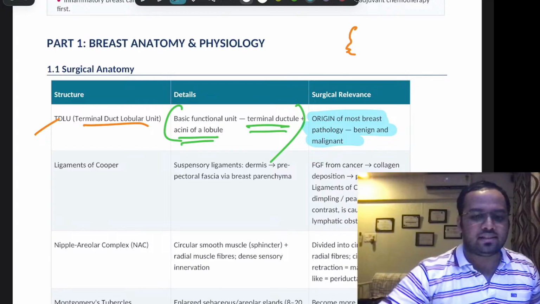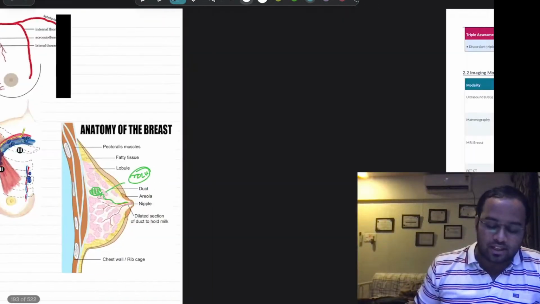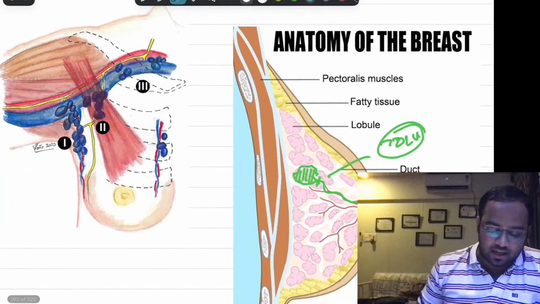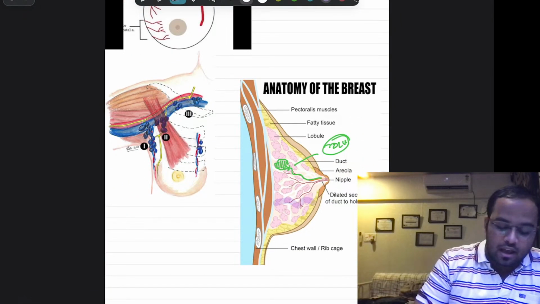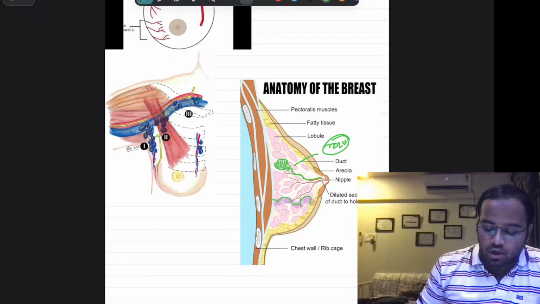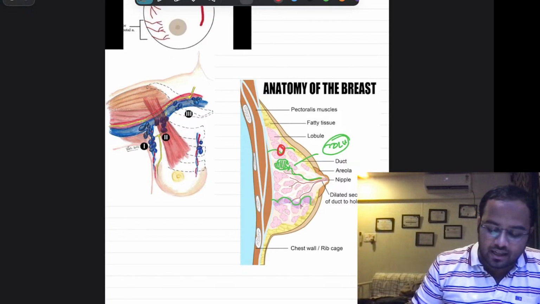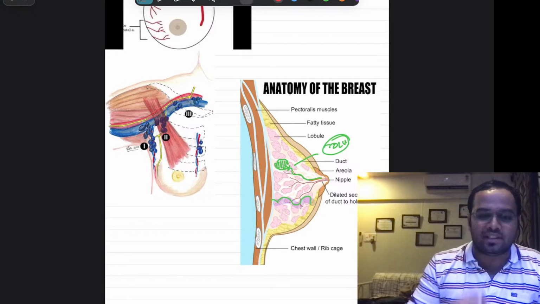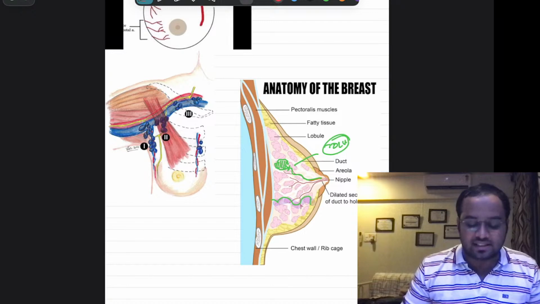Then comes the next thing, which is the ligament of Cooper. You know that the breast is attached to the posterior wall. The breast skin is attached to the posterior wall with the help of ligaments. These ligaments are called the ligaments of Cooper. Very much important: whenever there is a tumor involving these suspensory ligaments of Cooper, it is going to cause intense fibrosis. There is a desmoplastic and inflammatory reaction, and that reaction causes skin puckering.